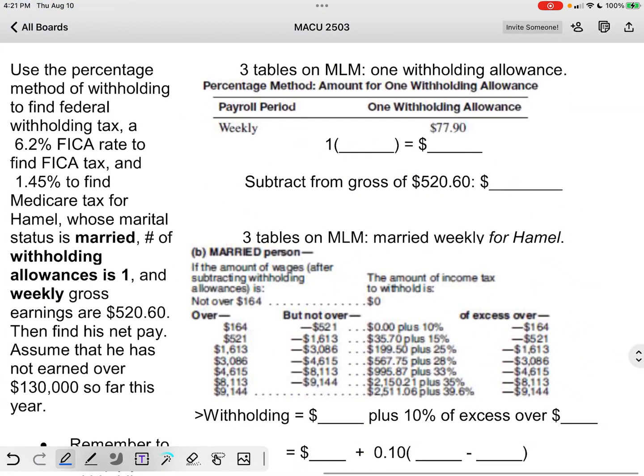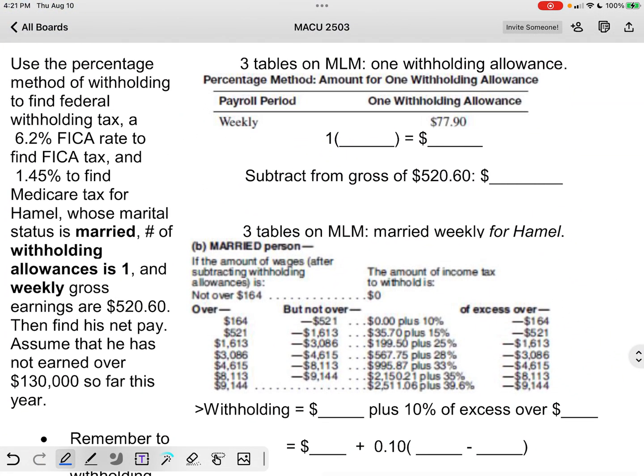Okay, I'm going to skip this question. I'll come back to it. We're going to go to this one. Similarly, this one's about Hamill. He's married, 1 allowance, but he has a weekly paycheck. So you want the married weekly table, and I took a screenshot of that one. Because he has 1 allowance, that's what's going right here. And his weekly is putting him at $77.90. So that's our total.